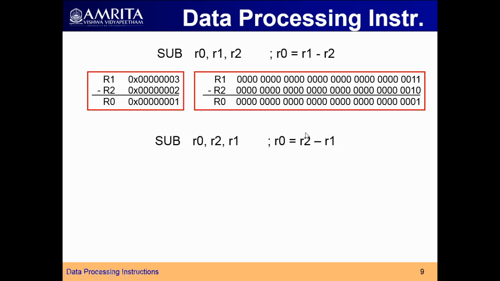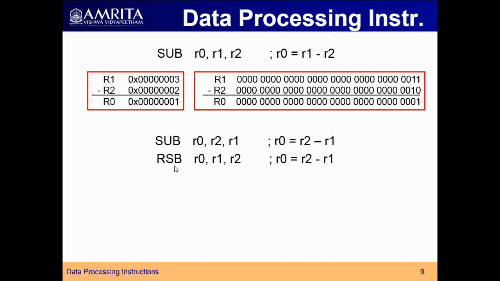The same operation can be done with the help of another instruction known as RSB, reverse subtract. Keep in mind, reverse subtract uses the same format: R0, R1, R2. Reverse subtract means the operation will be second operand minus first operand. If you are using the SUB instruction, the operation will be first operand minus second operand, R1 minus R2.